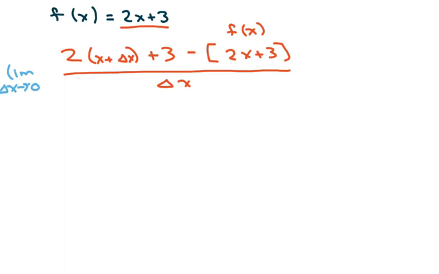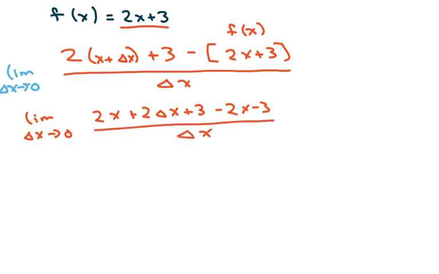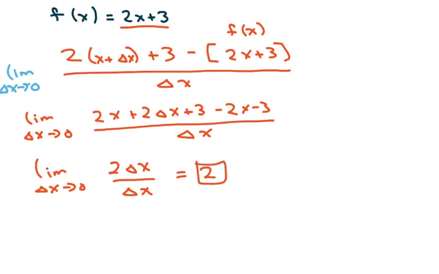So we're going to distribute the limit as delta x approaches 0, and you get 2x plus 2 delta x plus 3 minus 2x minus 3 over delta x. Now we can simplify this. The 3's cancel and the 2x cancels, so we get limit as delta x approaches 0 of 2 delta x over delta x. The delta x's cancel, so that equals 2. It's a limit of a constant.